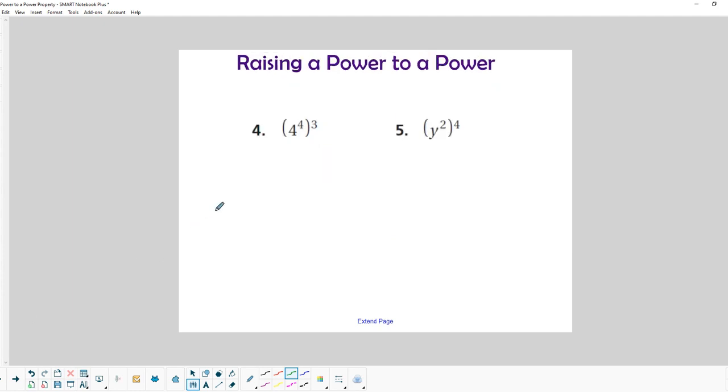So let's try it. 4 to the 4th to the 3rd power would just be 4 to the 12th power, because we're multiplying those two exponents together. Y to the second to the fourth would equal y to the eighth power.